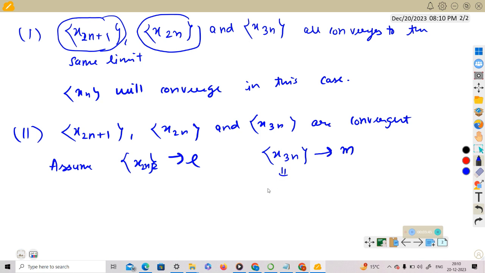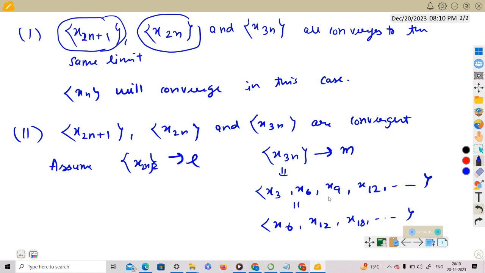Now how does x3n look? It looks like x3, x6, x9, x12 and so on. Consider its subsequence x6, x12, x18 and so on, just taking the even terms from here. This will converge to M, because every subsequence converges to the same limit. It is a subsequence of this, and this converges to M.